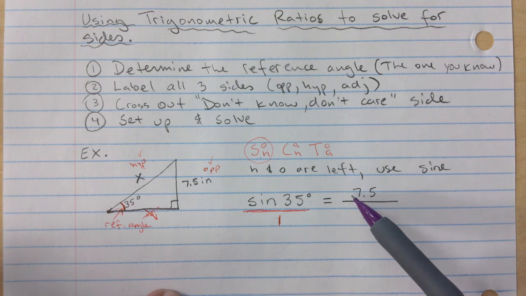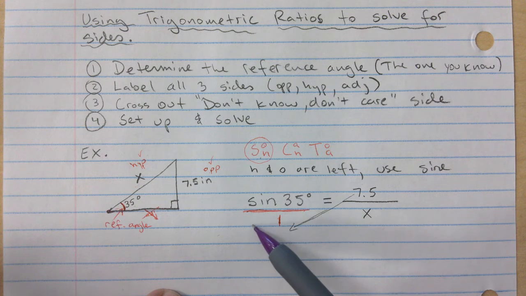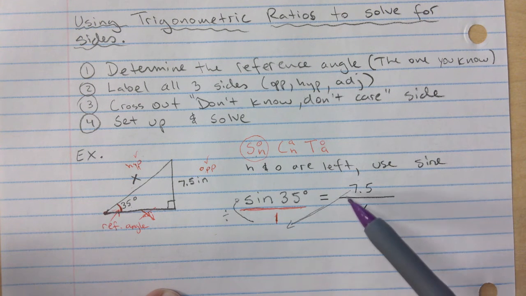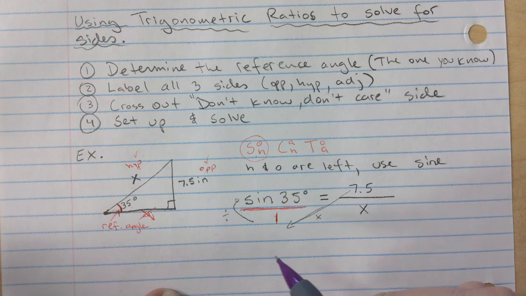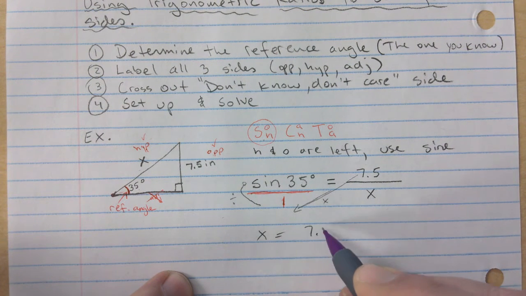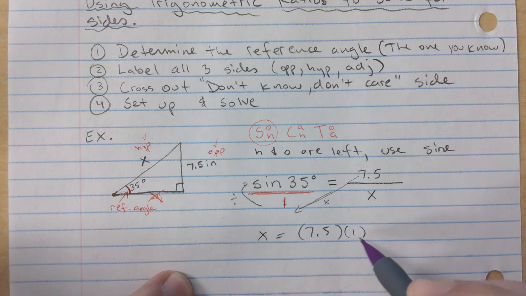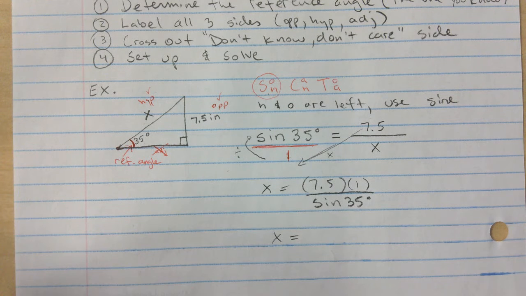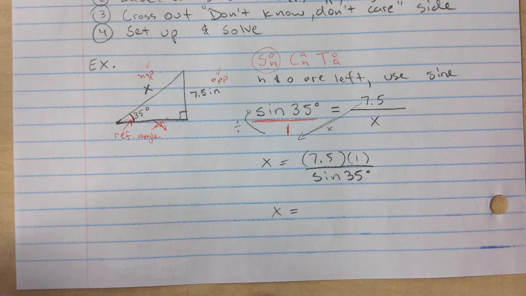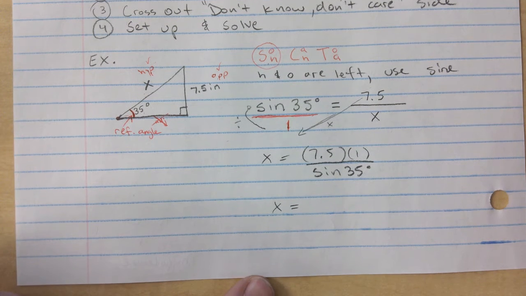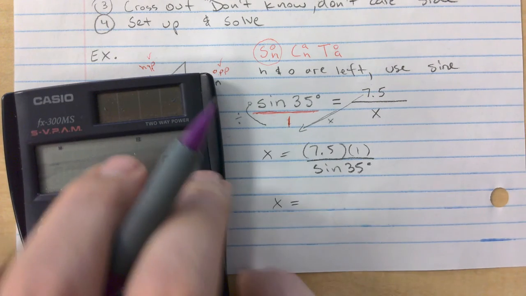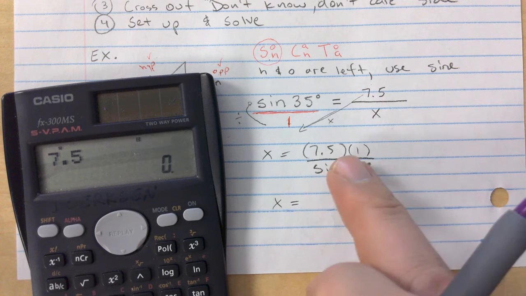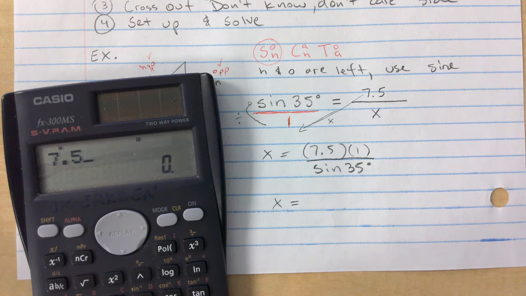because it doesn't change anything if you do that. And do you remember cross multiplying and dividing, right? You have to cross multiply like this and divide going up. To get x, you cross multiply and then divide. So write out that step. X is equal to 7.5 times 1 divided by sine of 35. Let's go ahead and solve that. 7.5 times 1 is just 7.5, so you're going to go 7.5 divided by sine of 35.